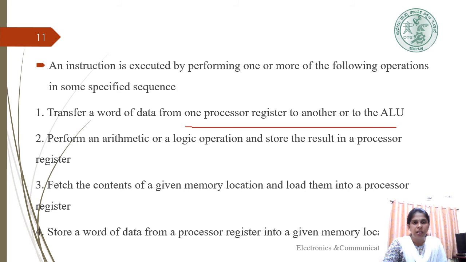The second thing is to perform an arithmetic or logic operation and store the result in a processor register. Some arithmetic or logic operation will be performed using the ALU and the result has to be stored in the processor register itself. That is the second operation, which takes place within the processor itself. So these are related to the registers and ALU which are available within the processor only.